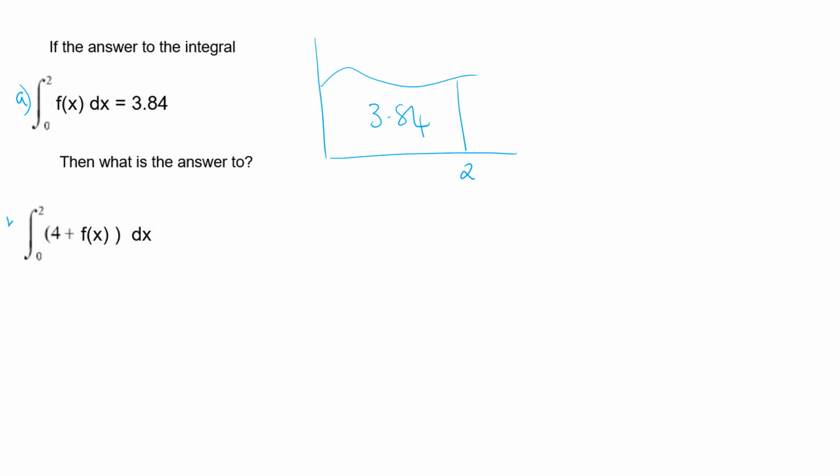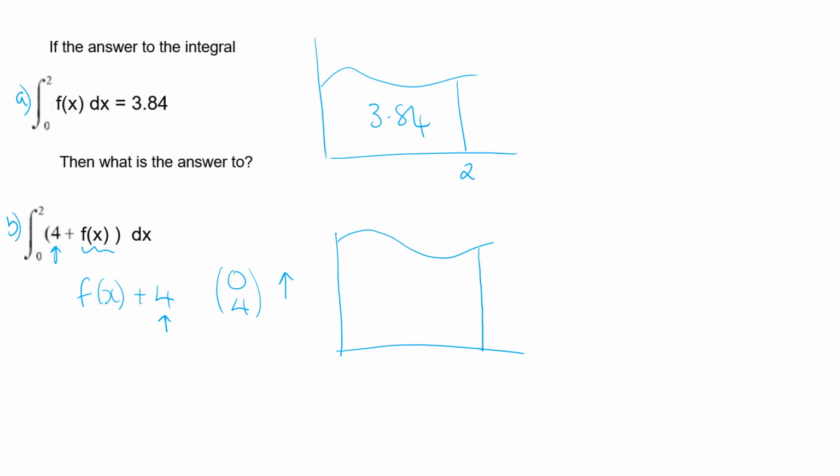But then in part B, they've asked us what effect it will have on our answer when we've got the same f of x, but we've got a plus 4 here. So we need to recognise that that is f of x plus 4, and this plus 4 is going to translate the graph by the vector (0, 4). The whole graph is going to shift up 4 places. So our new graph will still have the 3.84 sitting there, our area, and it's all shifted up 4 places.